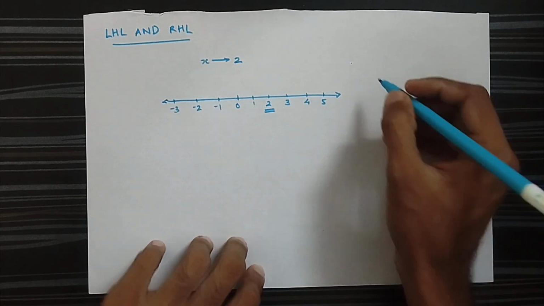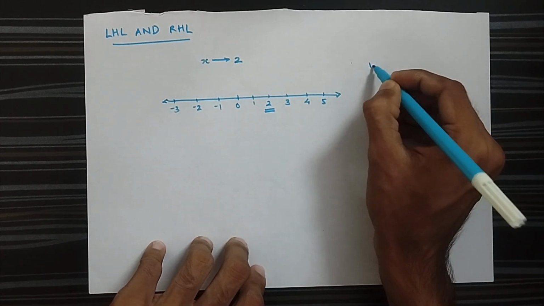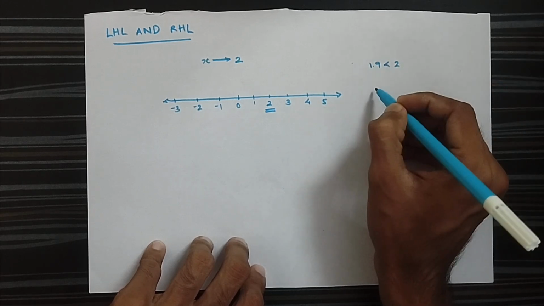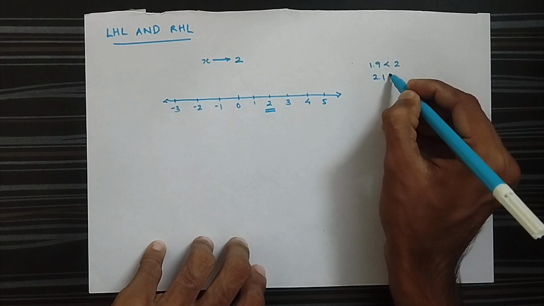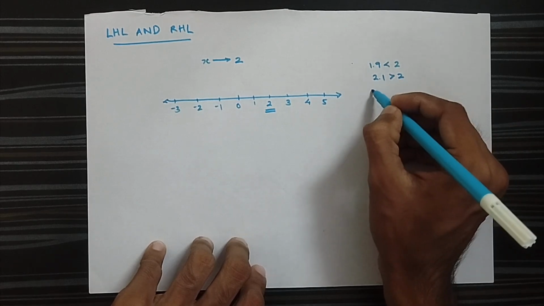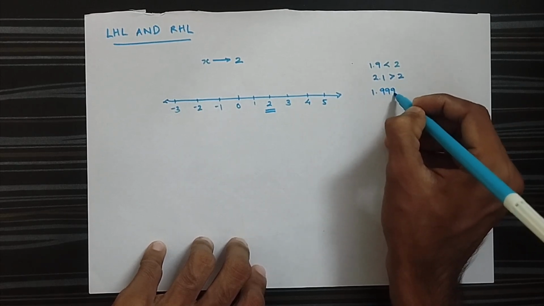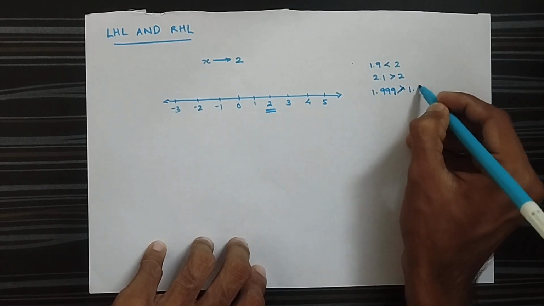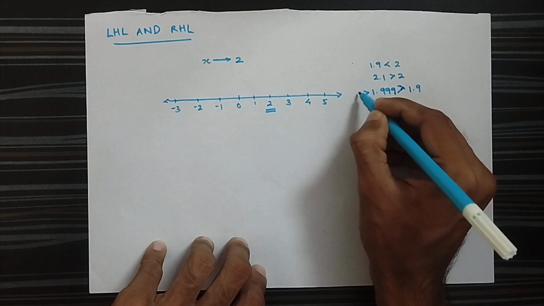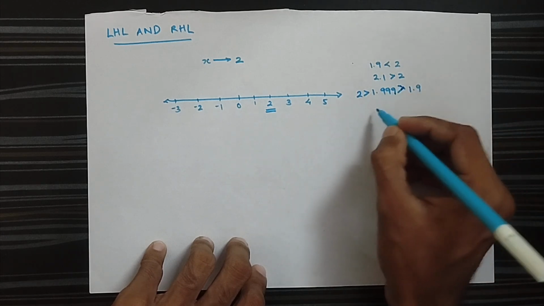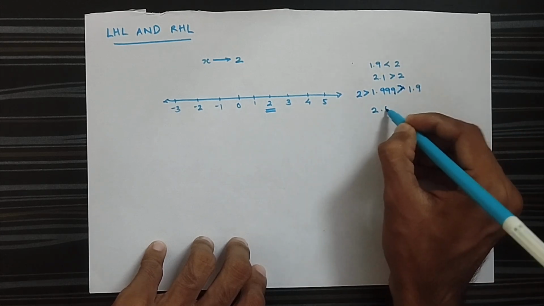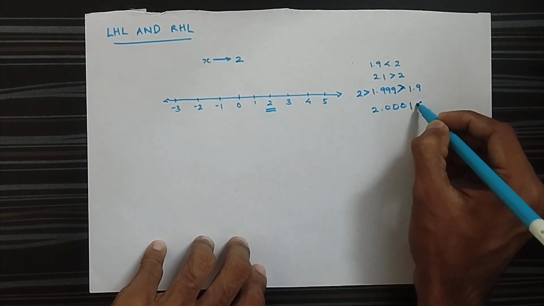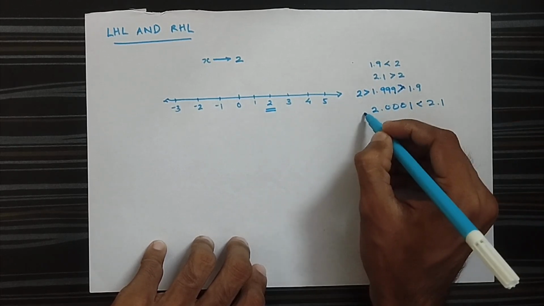So we know 1.9 is less than 2. We know 2.1 is greater than 2. 1.999 is greater than 1.9 but still less than 2. We know 2.0001 is less than 2.1 but is greater than 2.